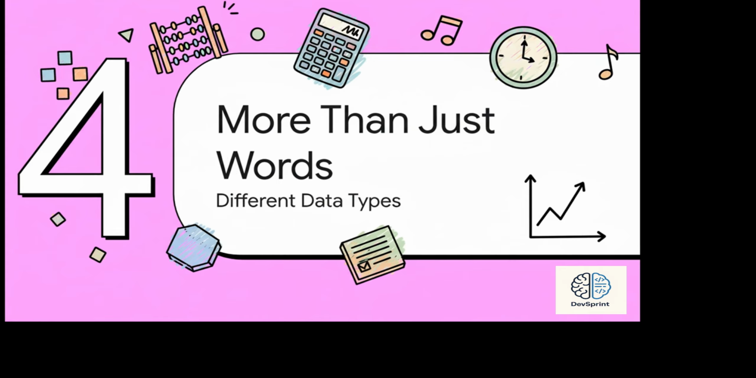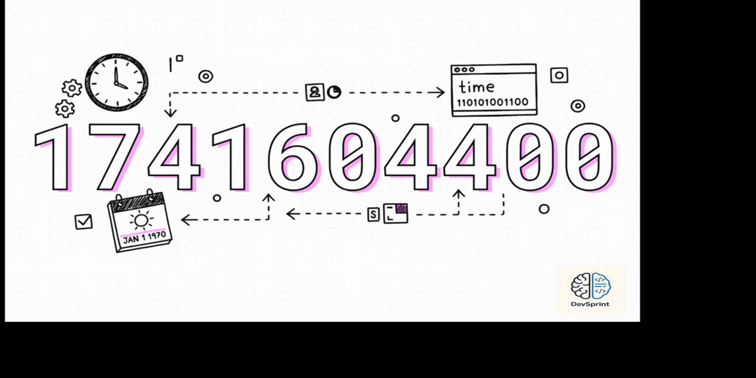Now, so far, we've only been putting text, what programmers call strings, into our variables. But variables are way more flexible than that. They can hold all kinds of different data, like, for instance, numbers. Whoa, okay, what is that giant number? It might look totally random, but it's not. This is actually how computers often keep track of time. It's the total number of seconds that have passed since a specific starting point, in this case, midnight on January 1st, 1970. So we can store this number in our time variable instead of text.